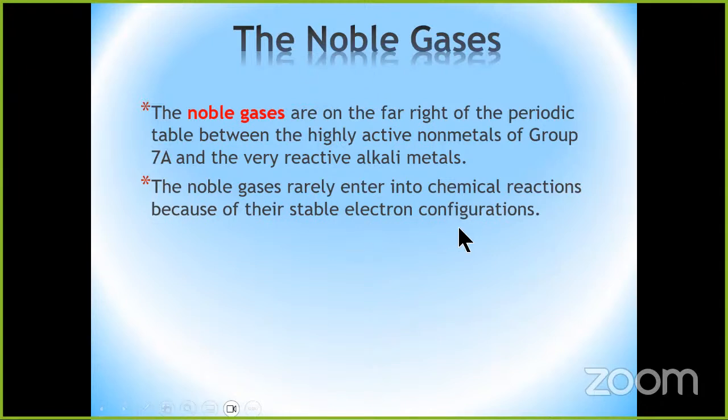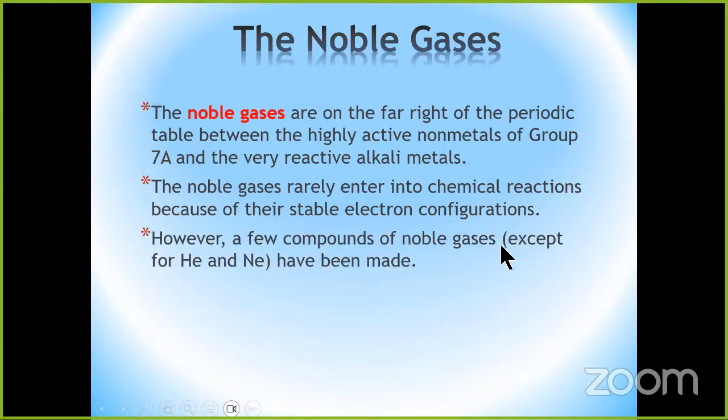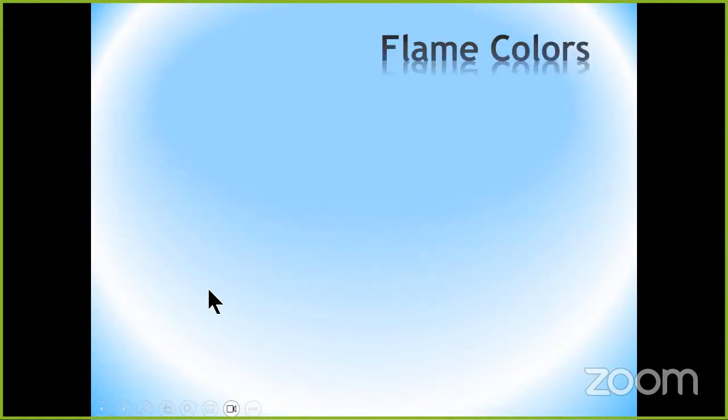So that's what they do have in common. And the reason why they are very stable is because of their electron configurations, right? Which are very basically stable, all right? So as stated here, a few compounds of noble gases have been made, with the exception, as I said before, of helium and neon, all right? And that's all we're gonna say about those elements, because apart from that, they're not very interesting to talk about.